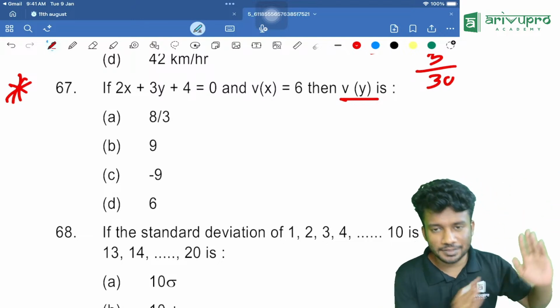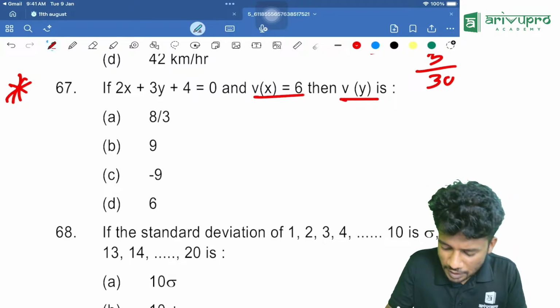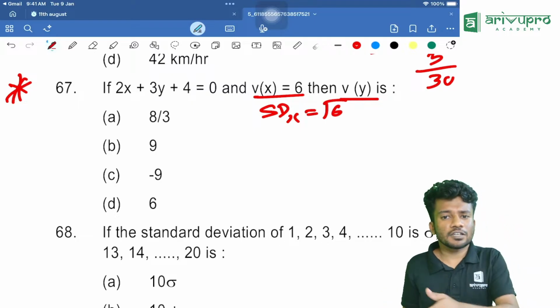The easiest method is there in front of you. Now, V(x) is given. That means 6. Then the standard deviation of x is how much? The root 6. Now we need to find V(y).